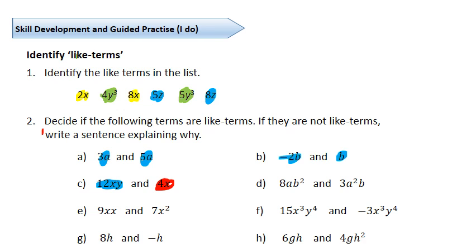So look at the next one, we've got 8ab squared and 3a squared b. At first glance these look the same, but in the first one it's b squared, in the second one it's a squared, so they're different variables. In E we've got 9xx and 7x squared. These are actually the same because you wouldn't actually write 9xx unless you're maybe an engineer. You would actually write 9x squared, which is the same as 7x squared.